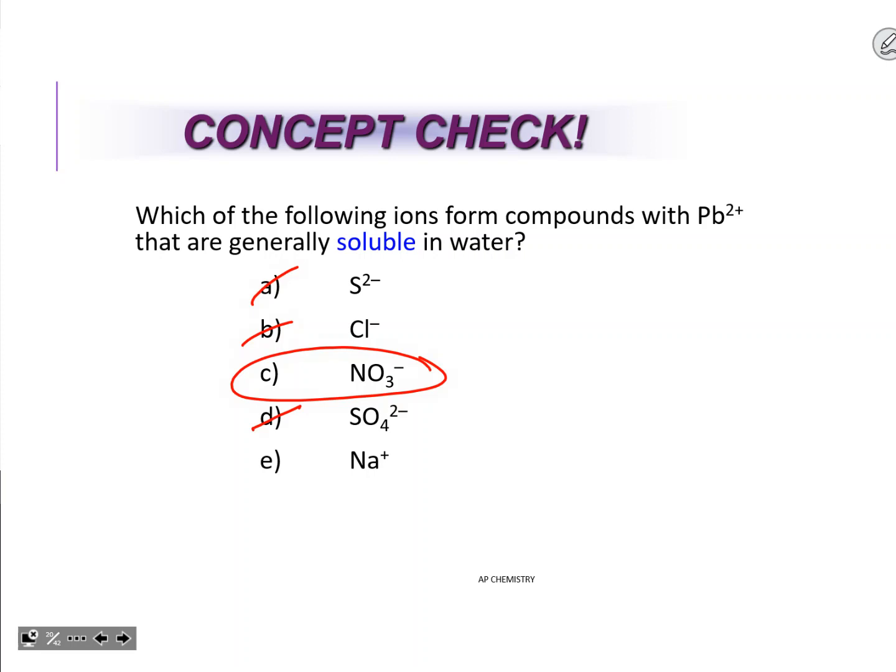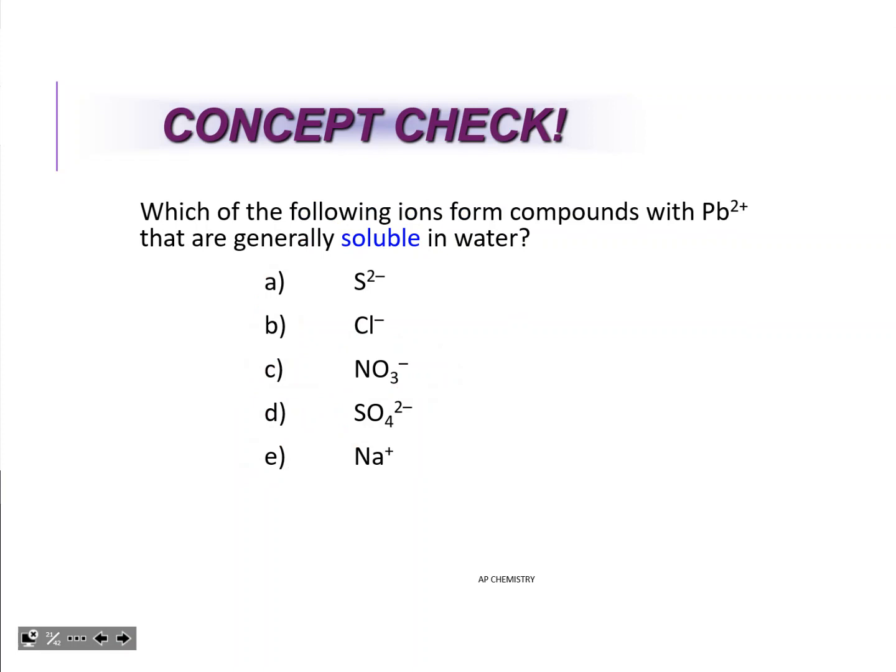And would lead form a compound with sodium? No. Why would a cation form a compound with another cation? What do positively charged things do to one another? They repel. Yes, they repel. So that one doesn't make sense at all. Very good. All right, so the only one there that would remain soluble out of any of those would be nitrate.